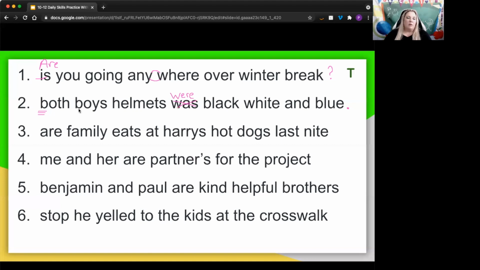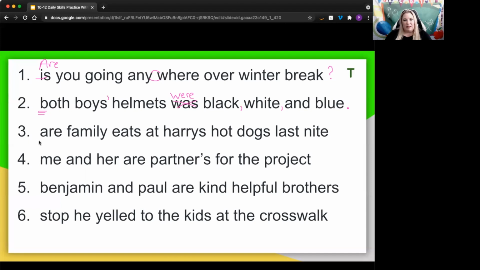All right, so boys is plural already. So what we need to do to show ownership is to put the apostrophe after the S to show the helmets belong to the boys. Both boys' helmets. Now, if it was just one boy, then we would put it between the Y and the S. But since it's plural, we have to put it afterward. Both boys' helmets were black, white, and blue. I will put some commas in here to separate this list of colors. And then we're done.